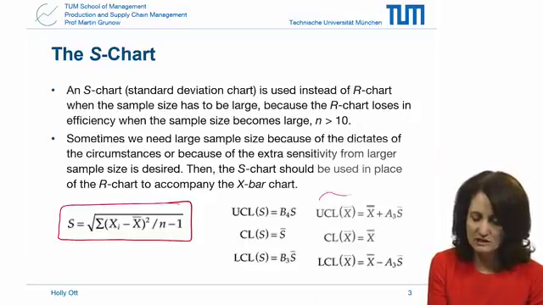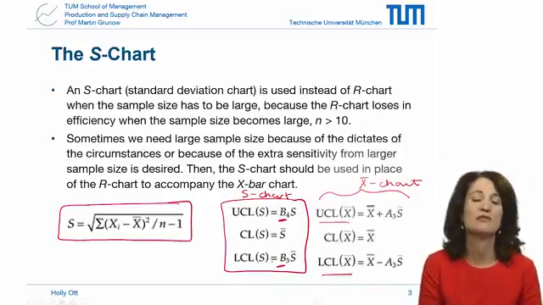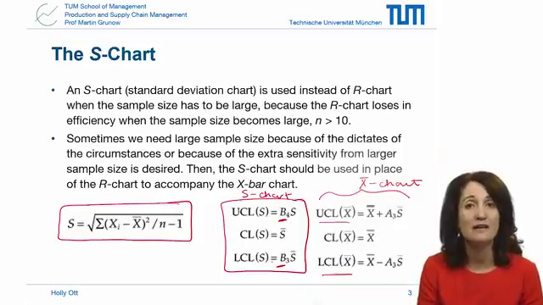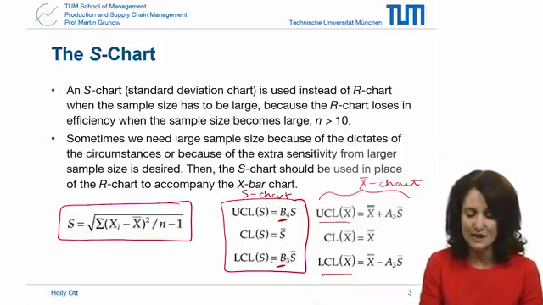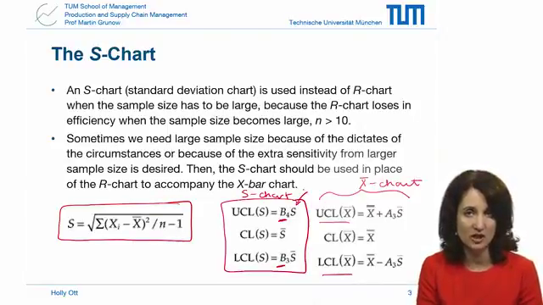The X-bar chart keeps, of course, the same upper and lower control limits as before, and you would have then upper and lower control limits for your S chart, this time using the standard constants that you would get from a table, to give you again the 3 sigma control limits, but this time for your statistic S. The method of constructing and interpreting these charts, though, is exactly the same as we've done for the X-bar and the R chart combination.